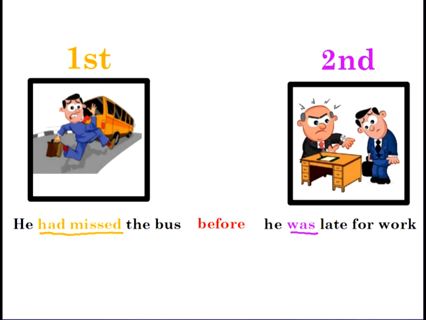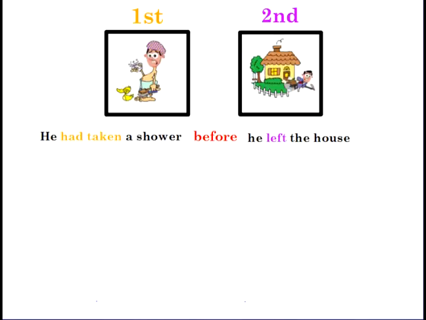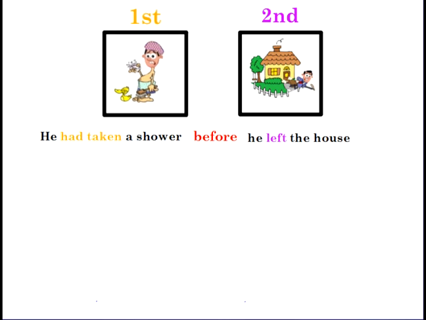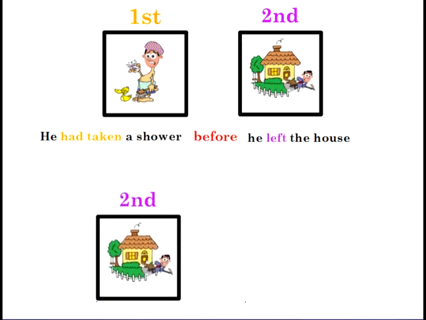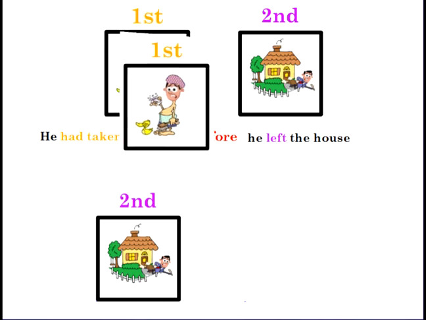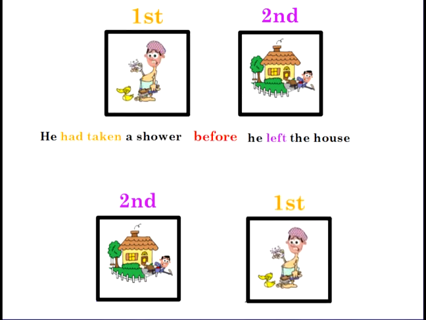Okay. Now, one last thing to think about. So, we said the first action is always the past perfect. And the second action is always the simple past. So I read this sentence like this. He had taken a shower before he left the house. Great, that's a perfect sentence. But we can change the order of things a little bit, right? I can talk about the second thing that he did before I talk about the first thing that he did. And that's okay. But my grammar needs to be the same.